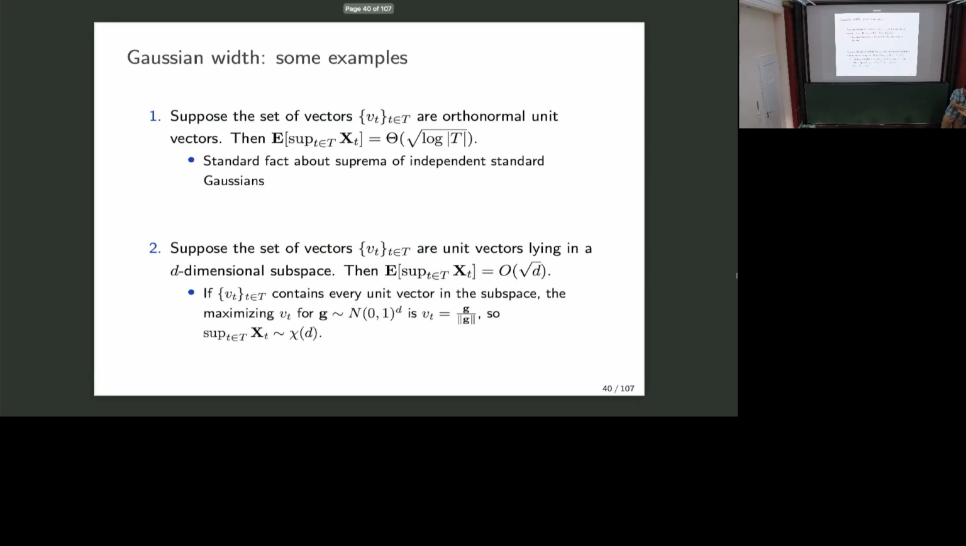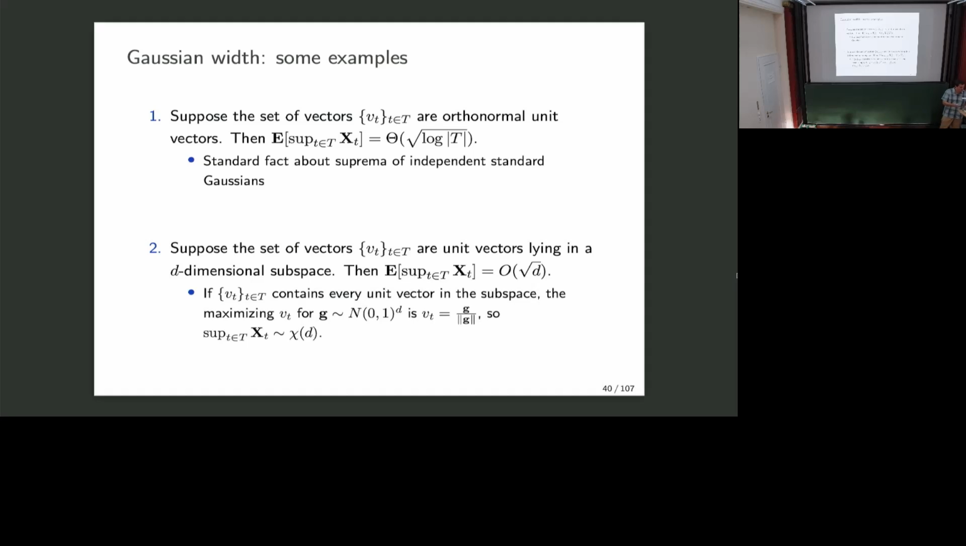So that's great. On the other hand, you can have a very large set of vectors. You can have infinitely many unit vectors. If they lie in a low-dimensional subspace, say a d-dimensional subspace, then the width of that Gaussian process will be small. It will be at most square root d. Think about a d-dimensional space where my index set contains every vector in this d-dimensional subspace. When I make a draw of G, what's the maximizing vector, the vector that's going to have the largest inner product with G? It'll just be the unit vector pointing in whichever direction G happens to go in.